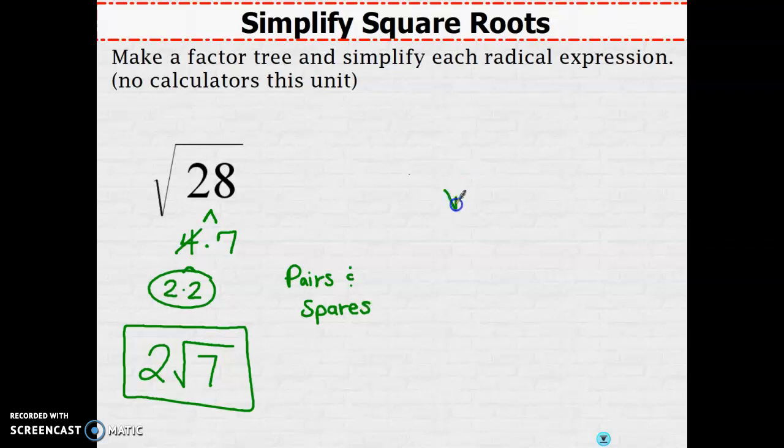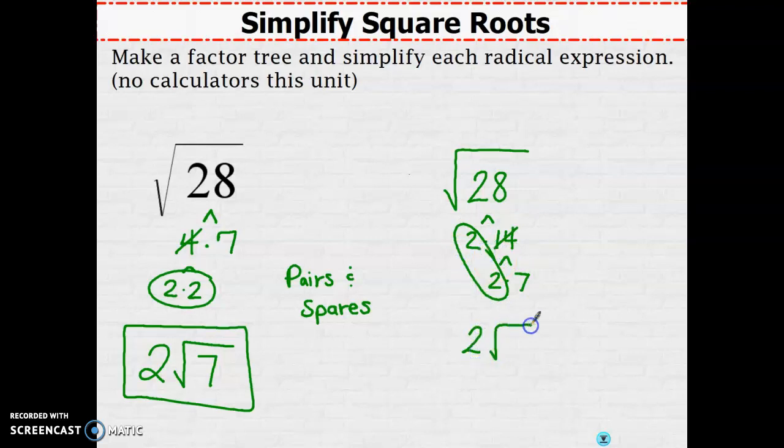Again, there's no one right way to do the problem, so if you had done 28 as 2 times 14, and then you broke down 14 as 2 times 7, notice we're still going to get the same answer. So we'll show work, and that work doesn't necessarily have to look the same as your partner's. Let's try another.